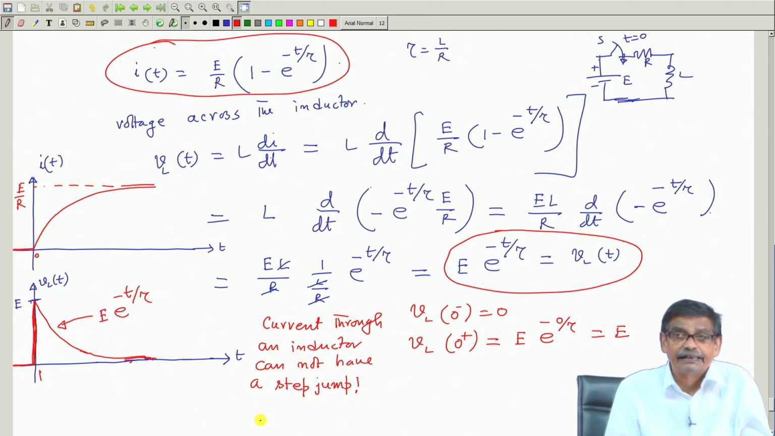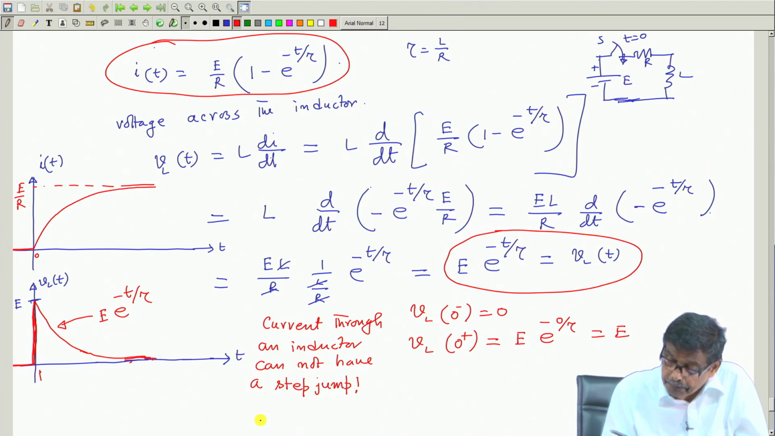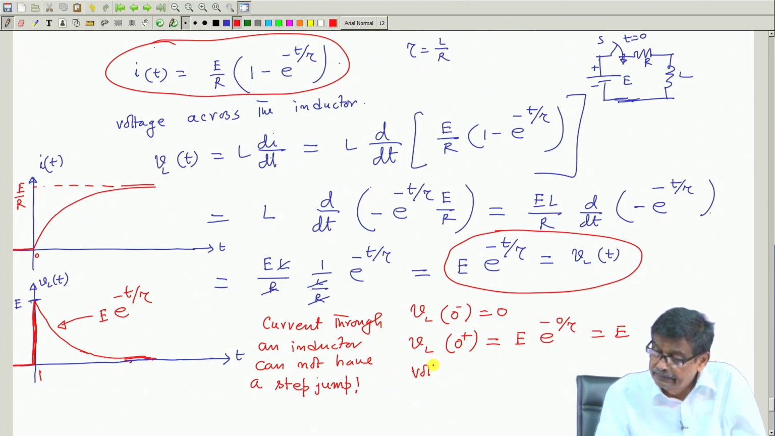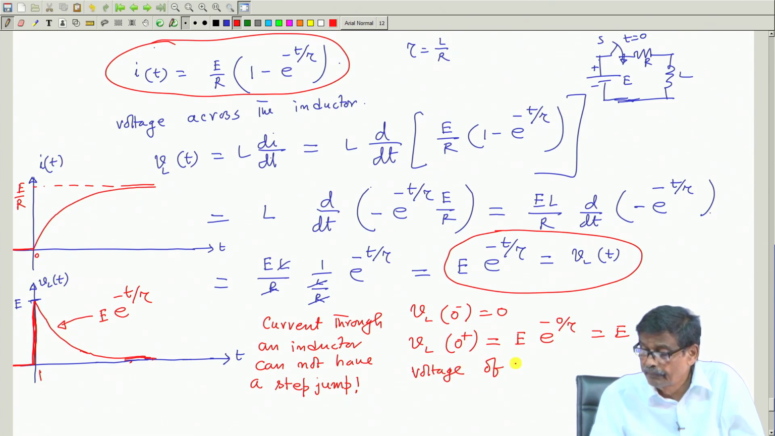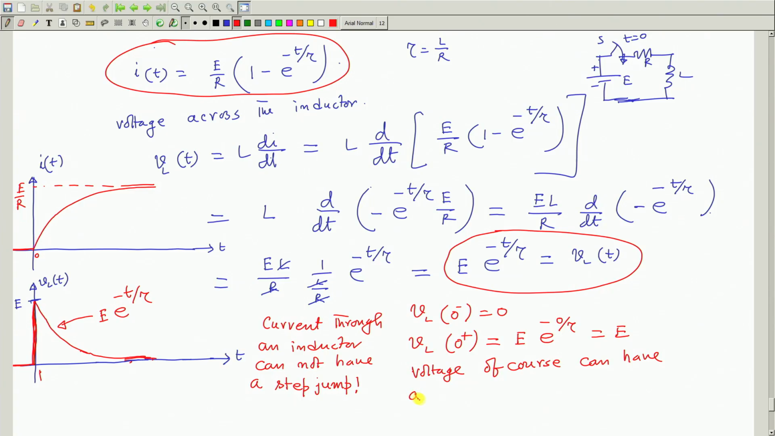We will see there is an exception to this rule when we take an impulse function, impulse voltage applied, etc. But similarly, voltage, of course, for an inductor can have a step jump, no problem, step jump.